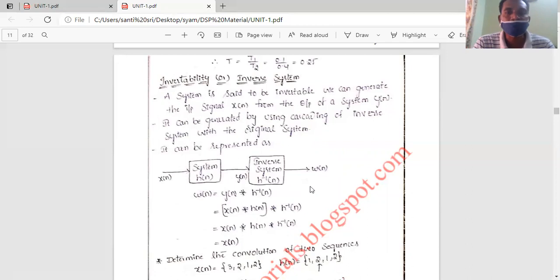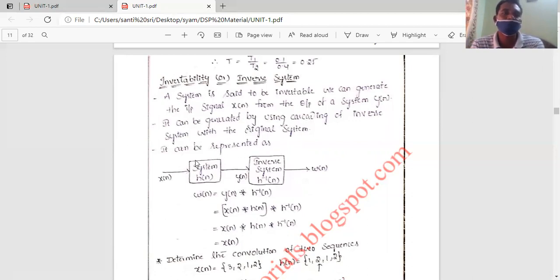So from omega n, x of n can be generated. We take the system h of n and the inverse system h inverse of n. Okay, h of n is the original system, its inverse system is h inverse of n. The output of the system h of n can be connected to the input of the inverse system. Here these two are connected in a cascaded manner, so its output is omega n. It can be generated by cascading the inverse system with the original system.